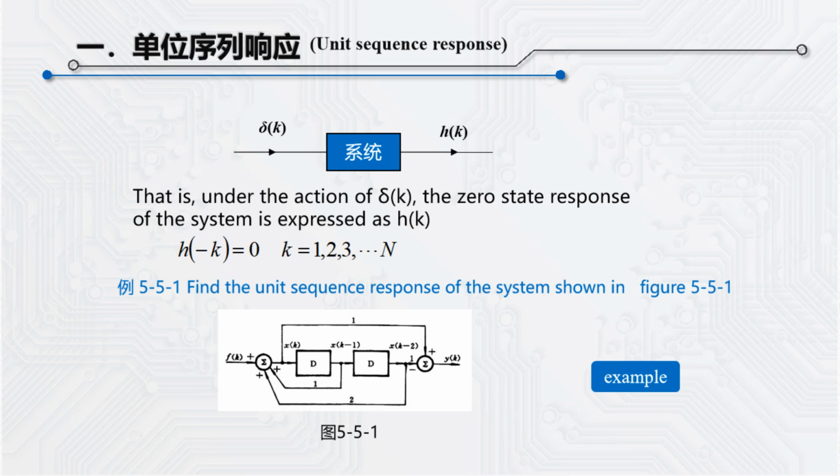First question, what is the unit sequence response of the system? That is, when the excitation function is delta of k, the zero state response of the system. We call this the unit sequence response. Let's write it as h of k.